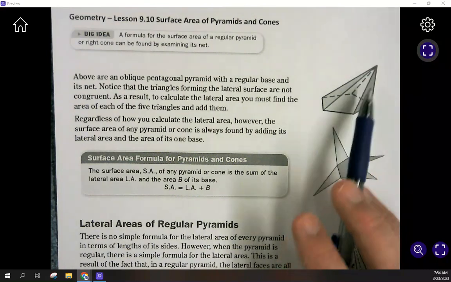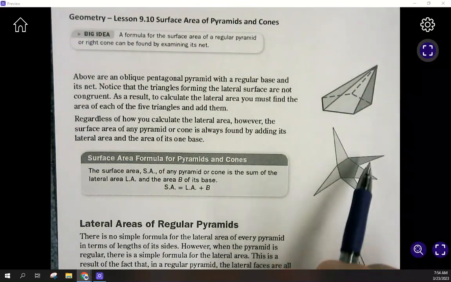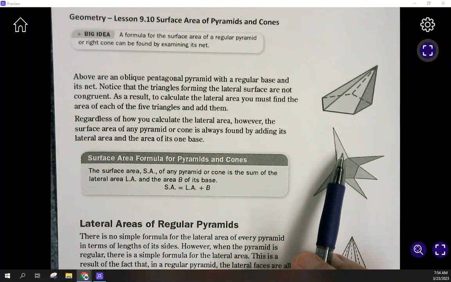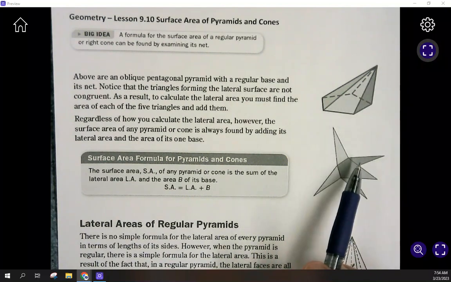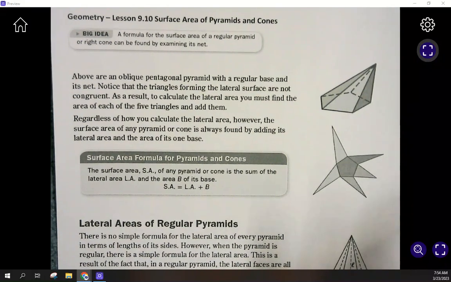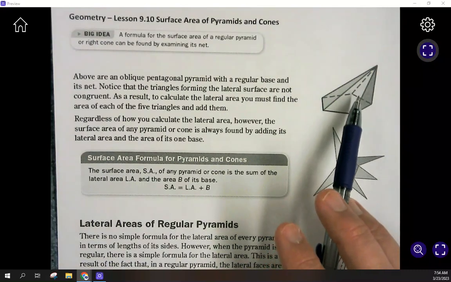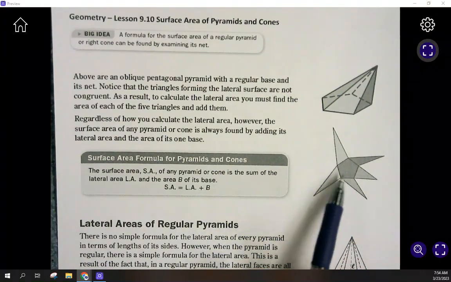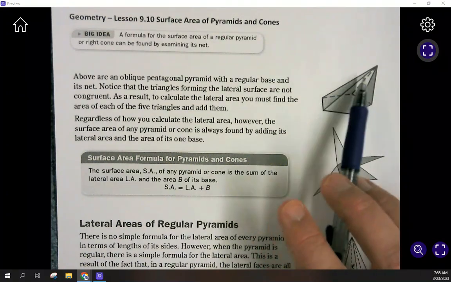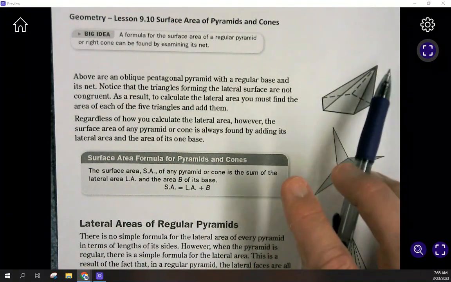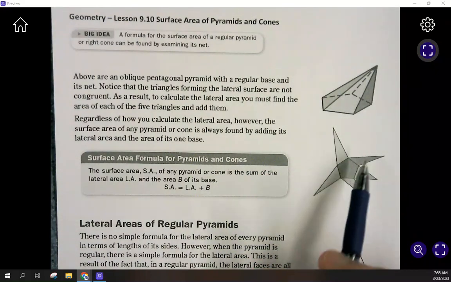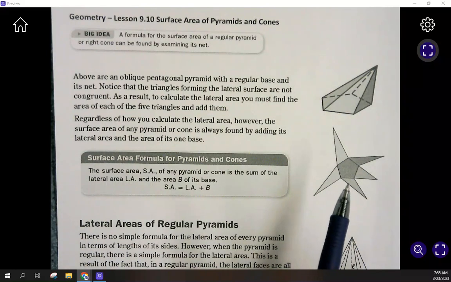So if we cut down each one of these edges and then folded them out flat, this is what's called the net. And you can see because it's oblique and it's leaning to the side, these triangles are all different sizes. So because of that, there's not a formula that's going to just find the lateral area of all of these sides here because they're all different. And depending on how many degrees it's leaning, it's changing all of those sides. But you could still find the surface area of this.